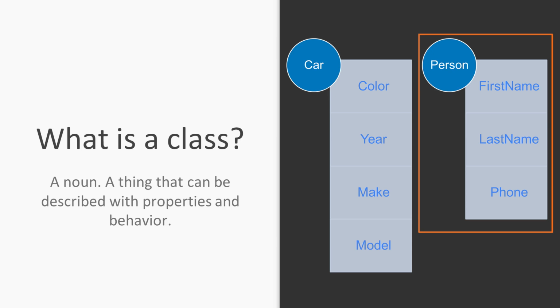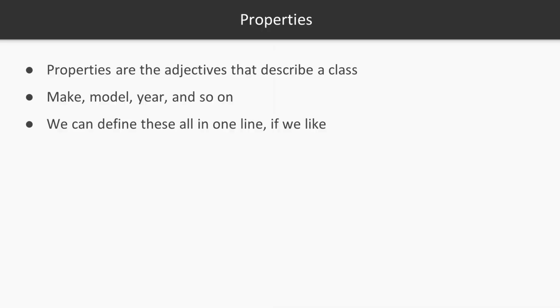But for now, just remember, a class is a template. We're saying what the class is, and we're saying what properties belong on that class without giving them specific values just yet. Okay, properties. The adjectives that describe a class. We spoke earlier about make, model, year. In Kotlin, we can define these all in one line, which saves us a bit of typing. So, over Java, to be honest.